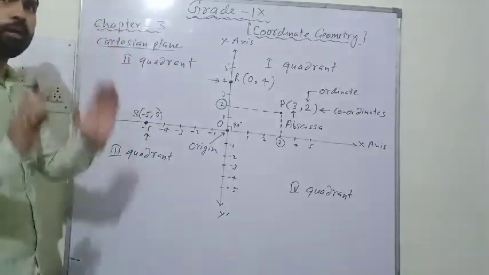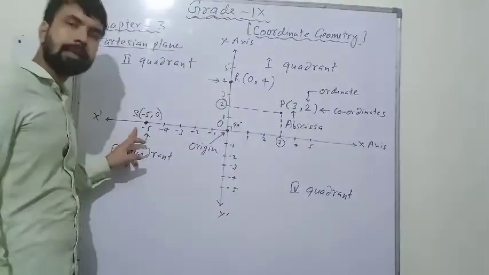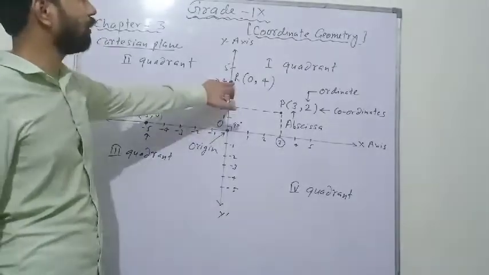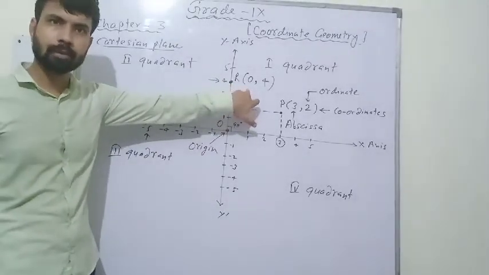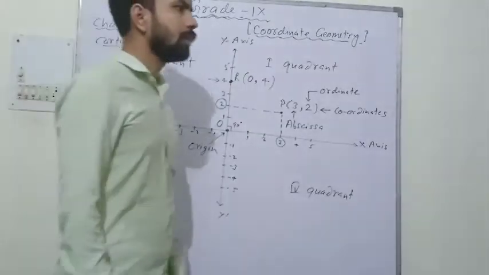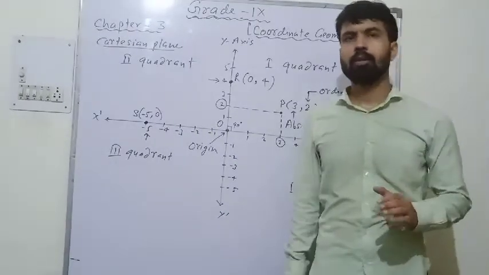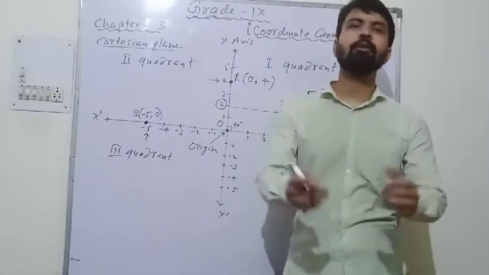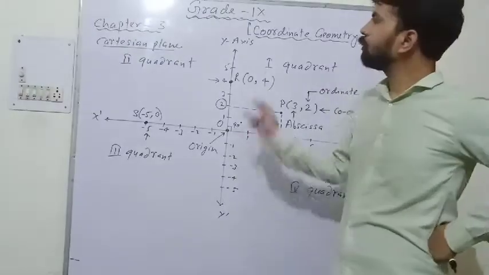Clear? So always keep in your mind, if a point lies on the x-axis, then the ordinate will be 0, and if a point lies on the y-axis, then the abscissa will be 0. Understood? Okay. Now the question is, some points are given, or we can say that the coordinates of some points are given, and we have to identify in which quadrant these points will lie.